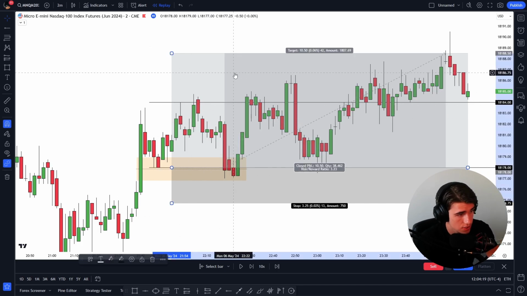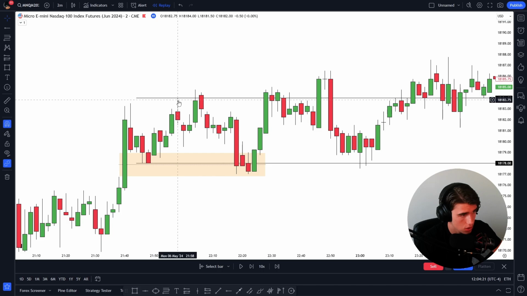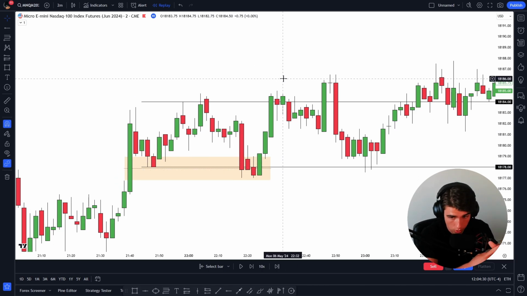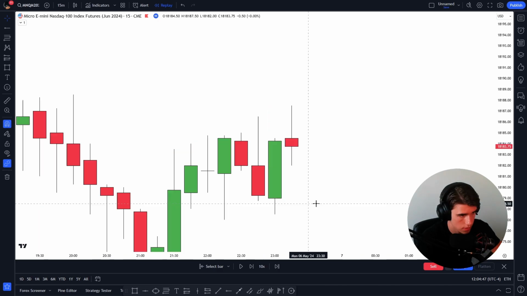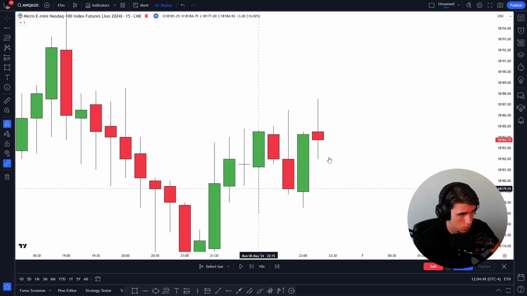But again, as you can see, had we taken it short, this is the CRT high, this is the CRT low, right? We come up, sweep the CRT high, and go straight to the CRT low just to go higher again. So a short would have worked here and a long would have worked here. Now let's just continue to use this as we go along here.